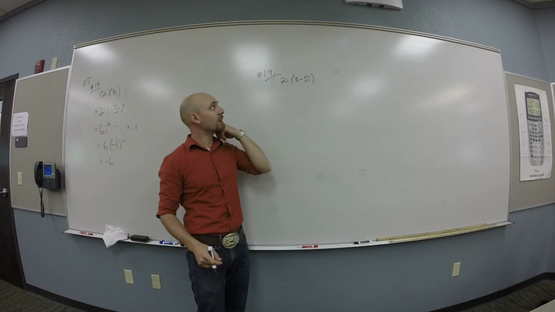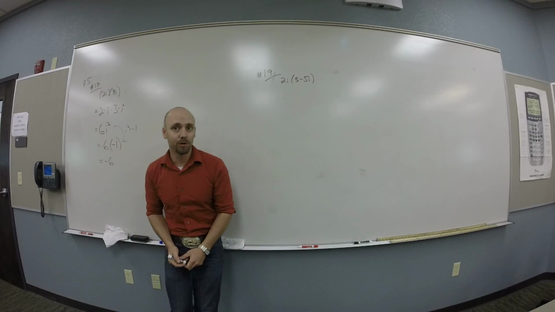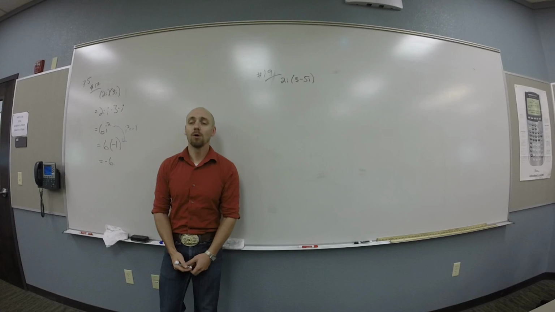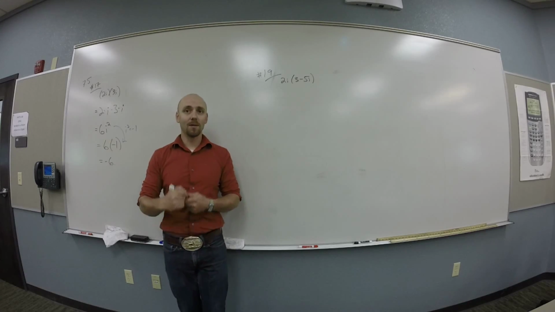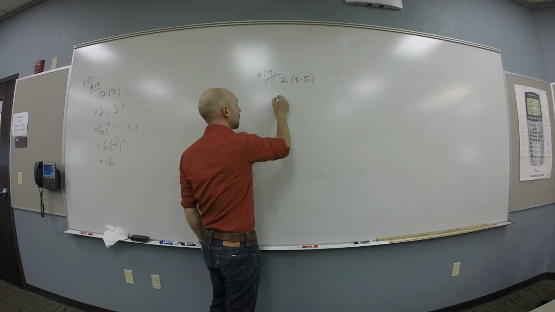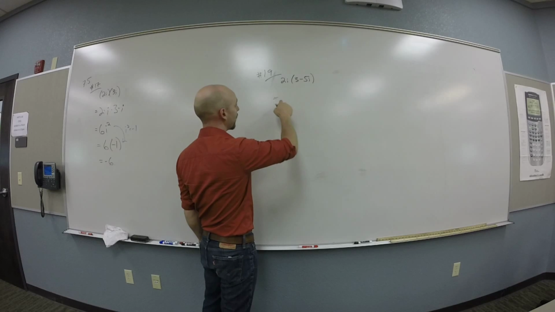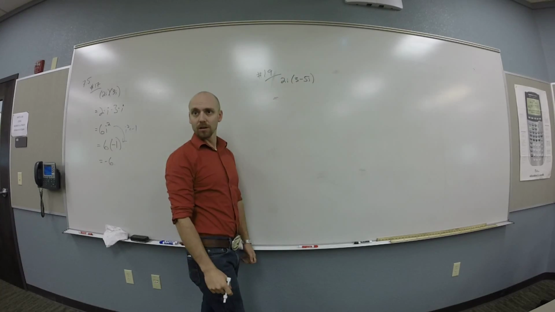So here in 19 where I've got 2i times the quantity 3 minus 5i, how would I do this if i was a variable? Distribute? Yeah. So I should do the same thing, right? i being a number, no problem. So what do I get out of the distributing?